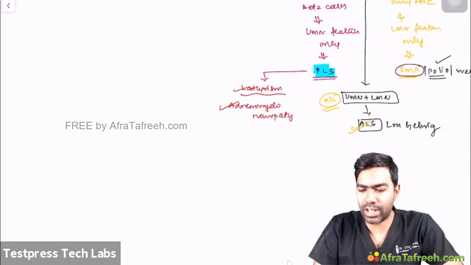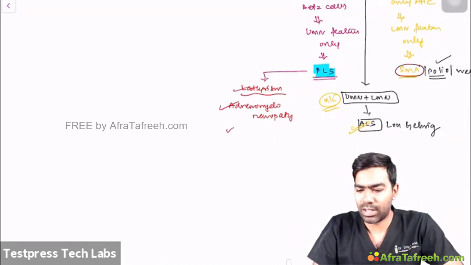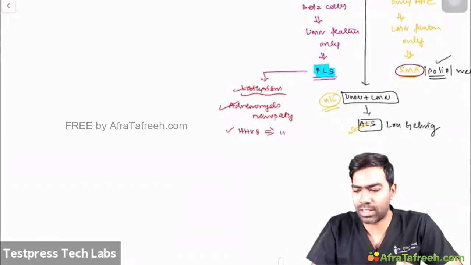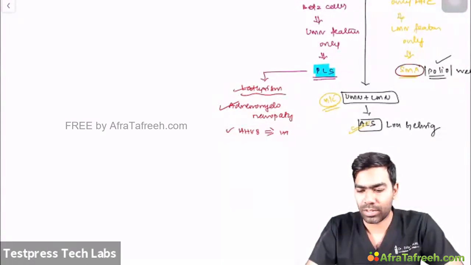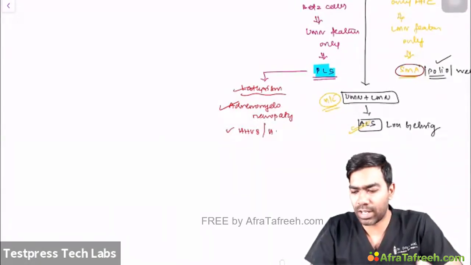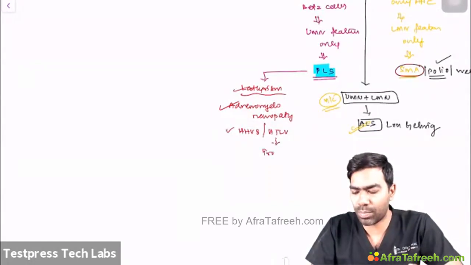This is another differential diagnosis, the second differential diagnosis. The third one is HHV8 infection. Sorry, HHV8, and there is another one called HTLV, human T cell lymphotropic virus. This produces a disorder called tropical spastic paraplegia.